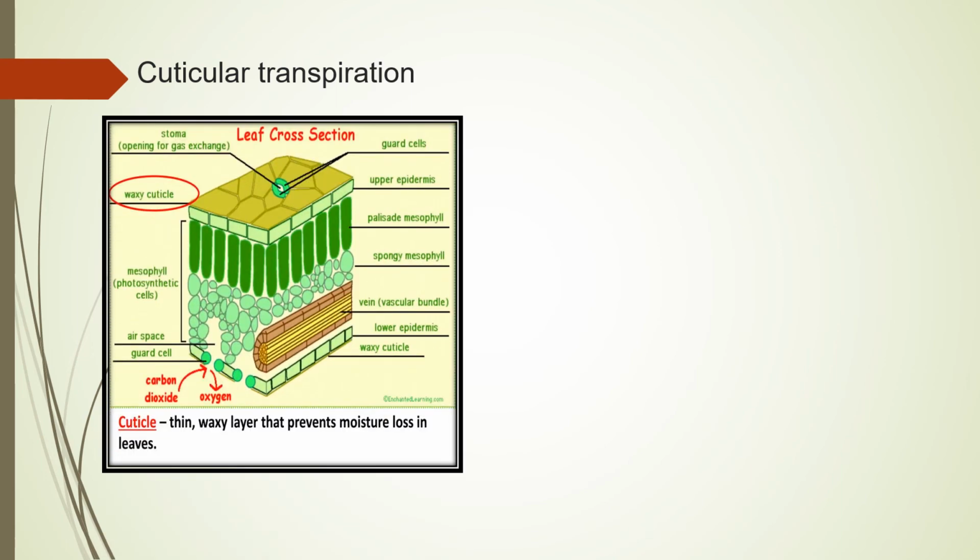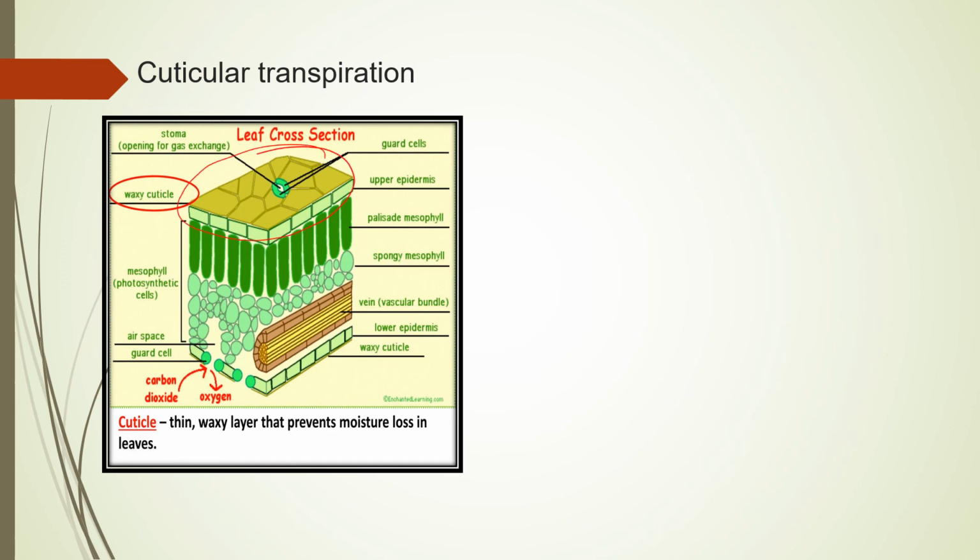Next comes the next part of transpiration, that is the cuticular transpiration. We have said that we are going to discuss 3 types of transpiration. First was the stomatal transpiration, the main transpiration which happens in plants. Now this one is the cuticular transpiration. Let us see what this is. It is the waxy cuticle present on the surface of the leaves.